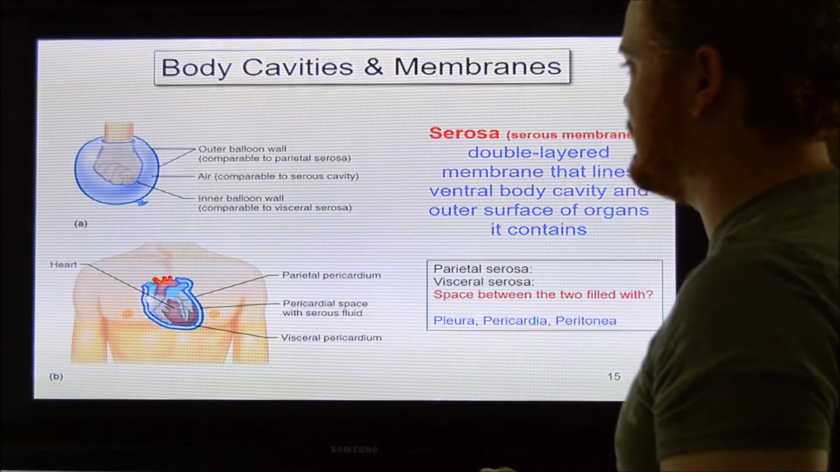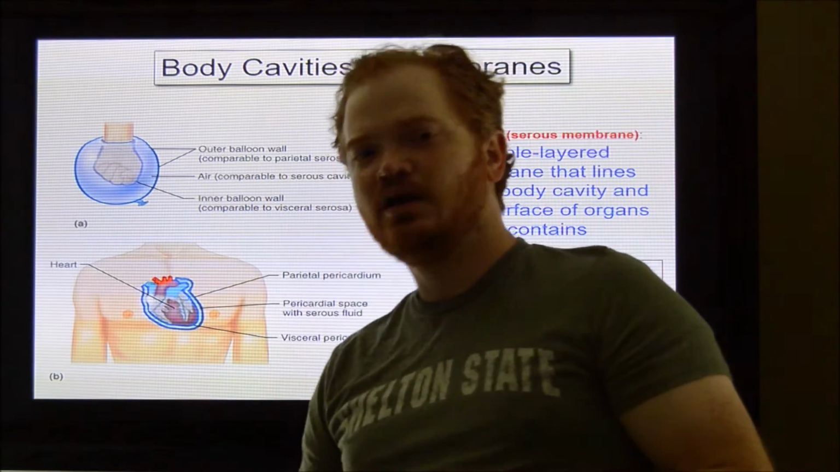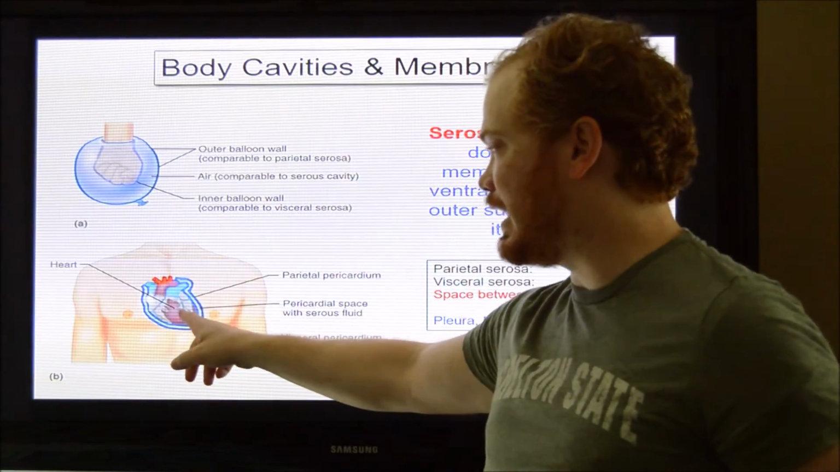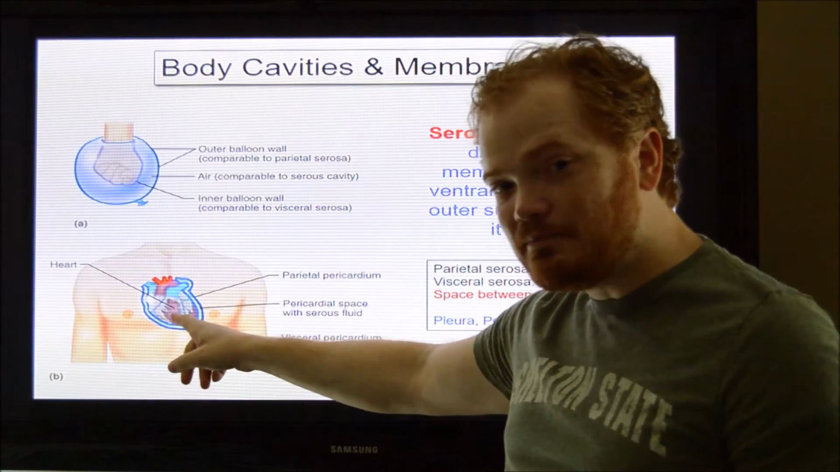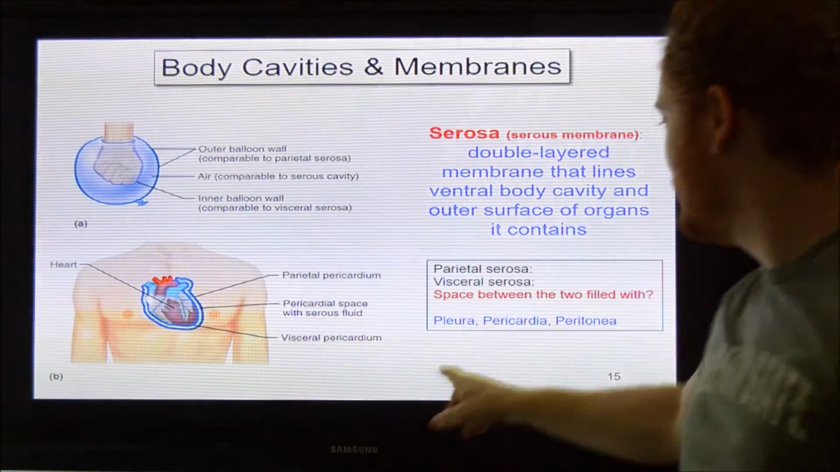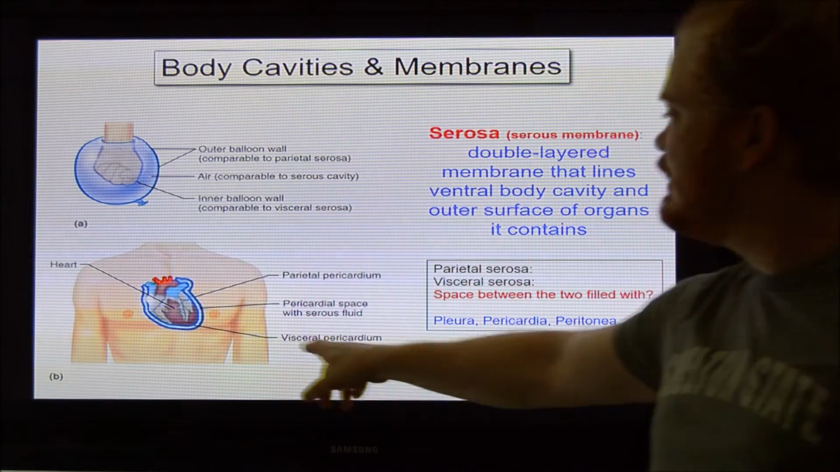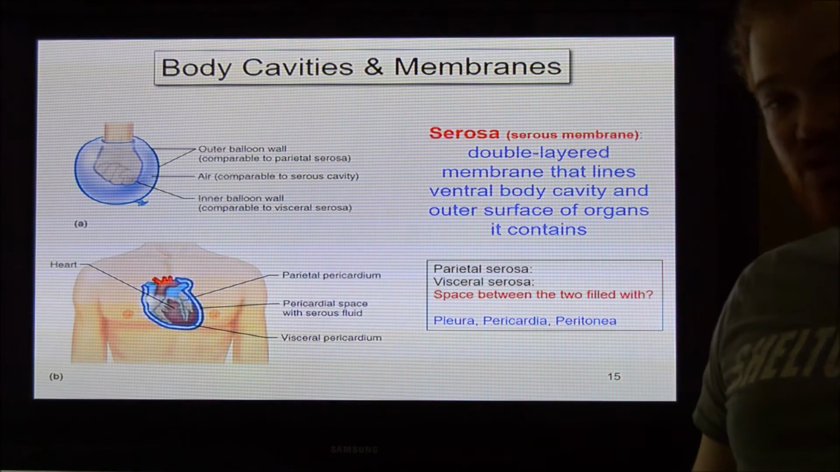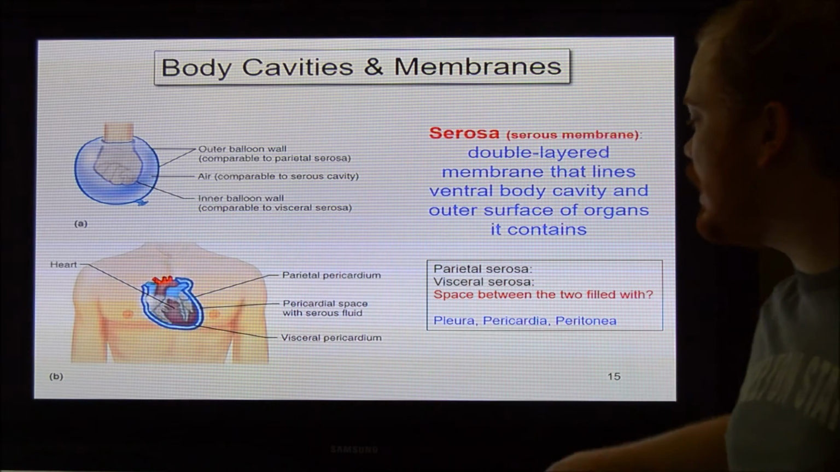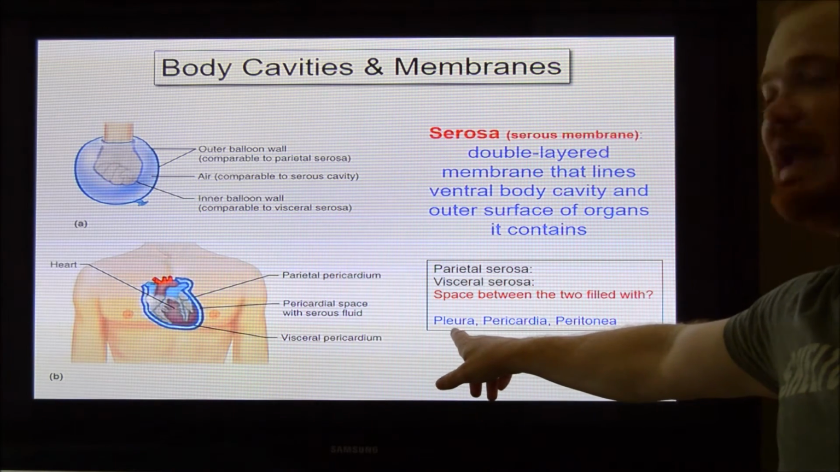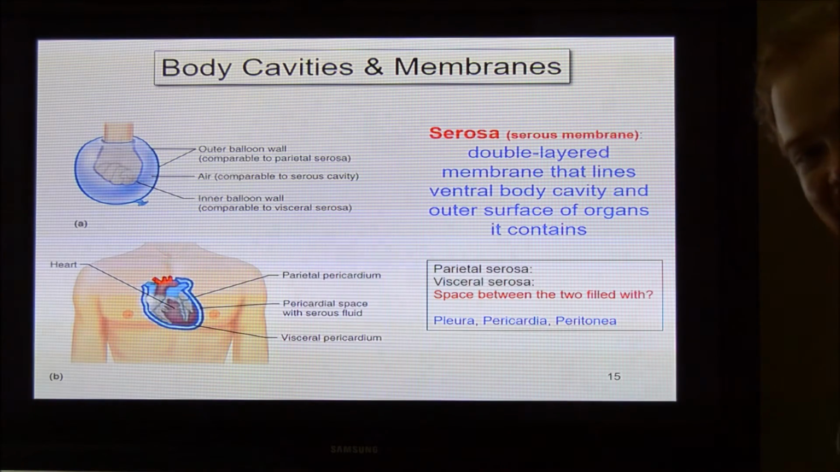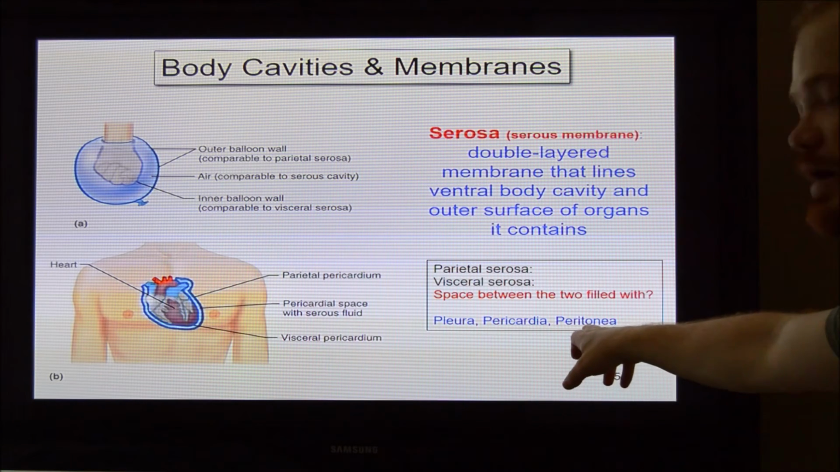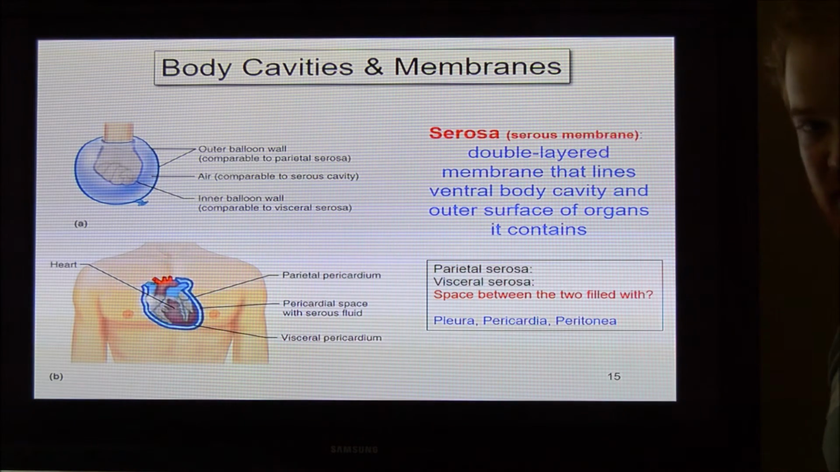Now, let's give an example, like your heart. Your heart has a parietal pericardium, cardio, heart. Pericardial means heart. Your heart has a parietal pericardium and a visceral pericardium. Your lungs have a parietal pleura and a visceral pleura. Your intestines have a parietal peritoneum and a visceral peritoneum.